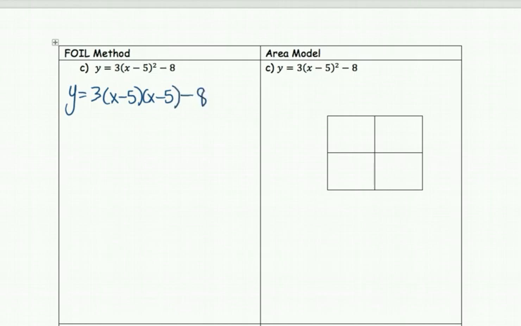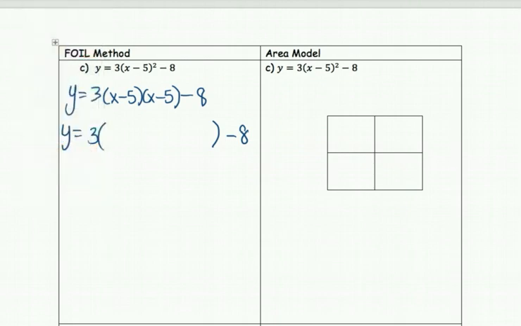Okay, all right, so then from there, we're going to take care of this x minus 5 times x minus 5 first. So what we're going to do is just leave the 3 outside, and you can leave the subtract 8 out there as well. Right now we're just going to take care of this x minus 5 times x minus 5 and write it in here. Leave the 3 and the -8 outside to deal with after.